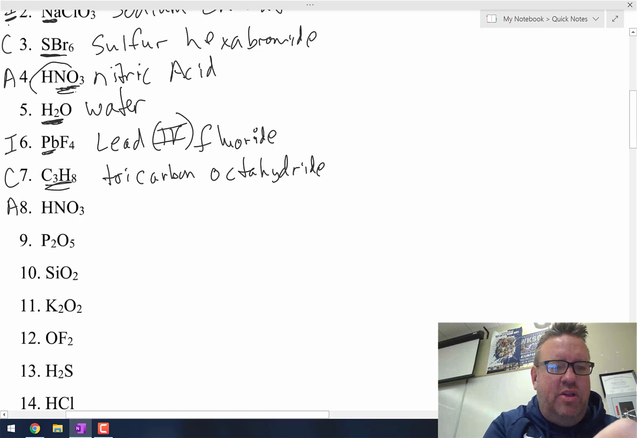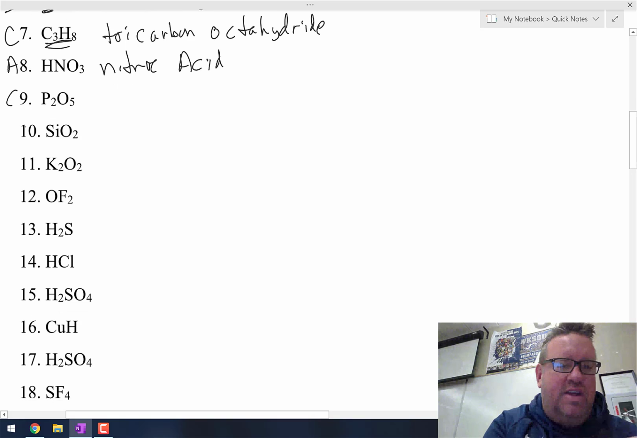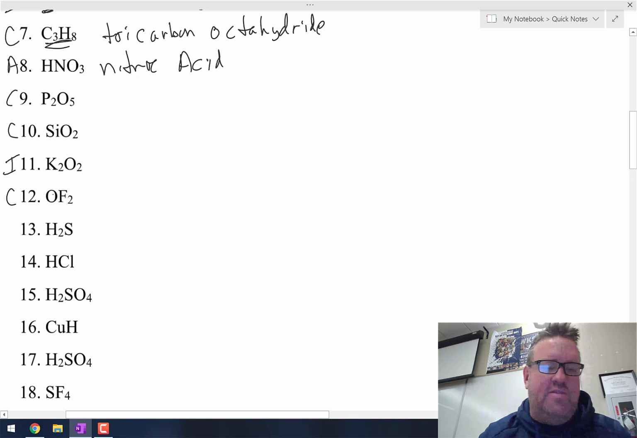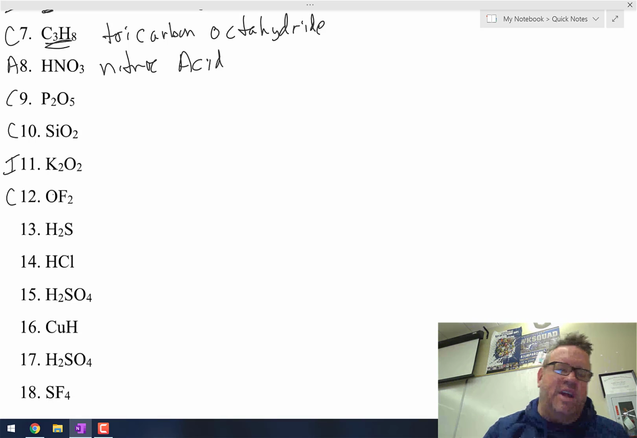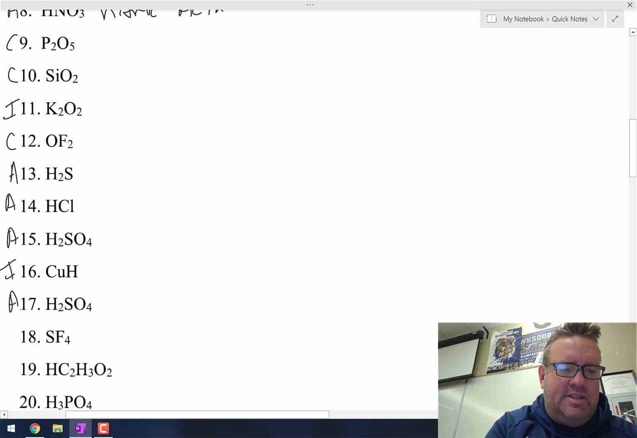Okay, HNO3, looks like I messed up. Looks like I did that one twice. That one is still nitric acid. Let's go through these ones again. Covalent, covalent, ionic, covalent. Again, I'm basically looking at the first element. If the first element is a metal, like in 11, then I know it's ionic. If the first element is a nonmetal, then I know it's going to be covalent. If it starts with an H, unless it's water, it's an acid: acid, acid, acid, ionic, acid.